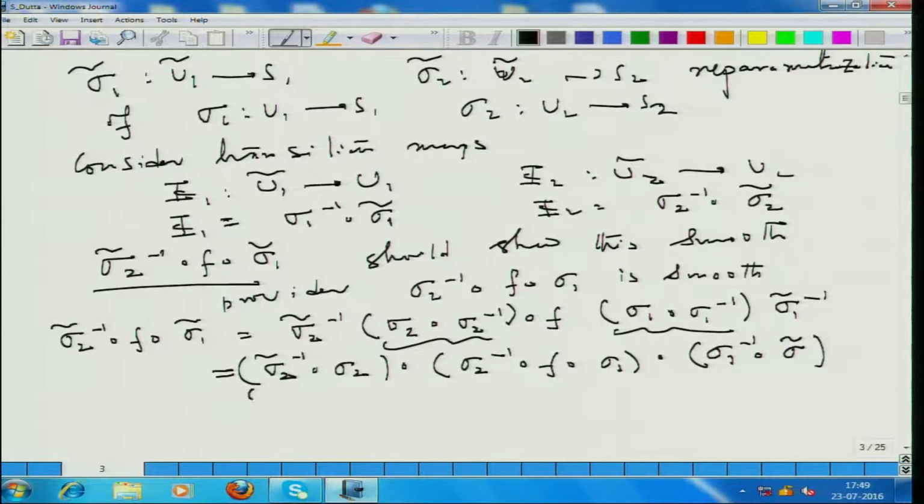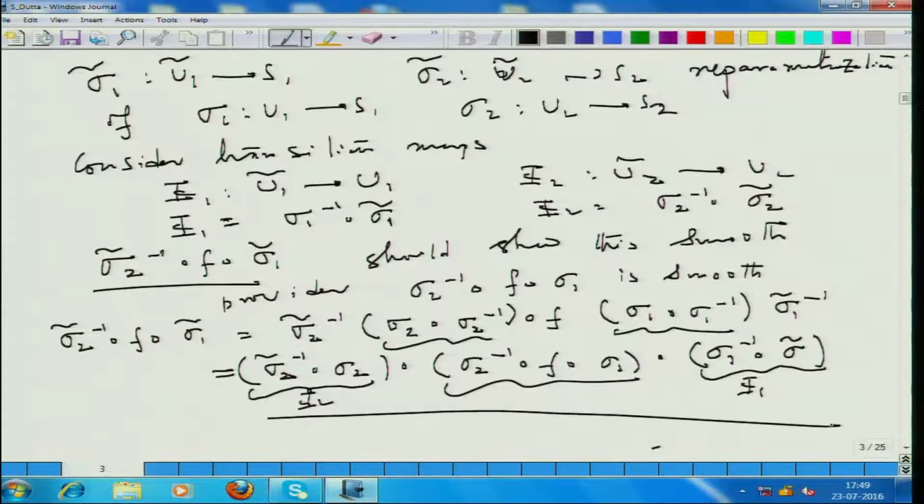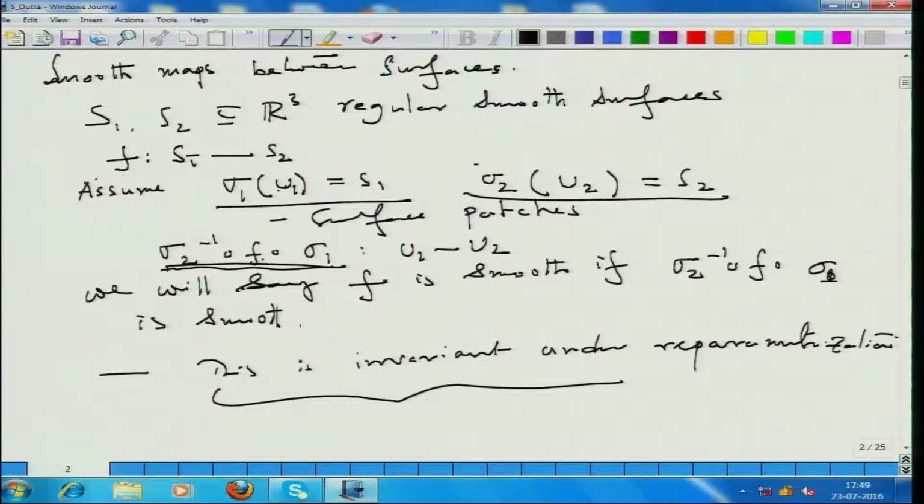Now, the transition map, we have done a theorem: transition maps of smooth surfaces are smooth. So, these are transition maps. These are smooth. This is phi 2, this is phi 1. They are smooth, and the composition of smooth maps is smooth. So, this map is smooth. So, the concept of a smooth function between two surfaces that we have defined is invariant under reparameterization. Is it clear? Just look at it once again.